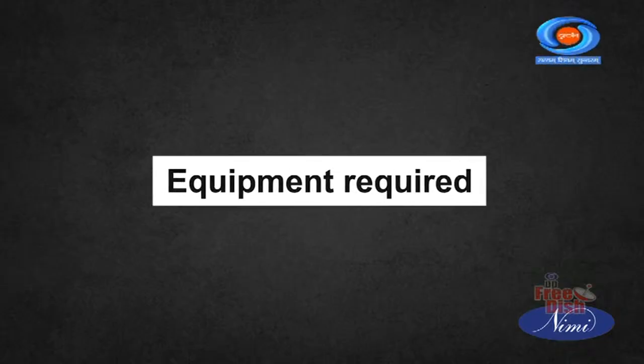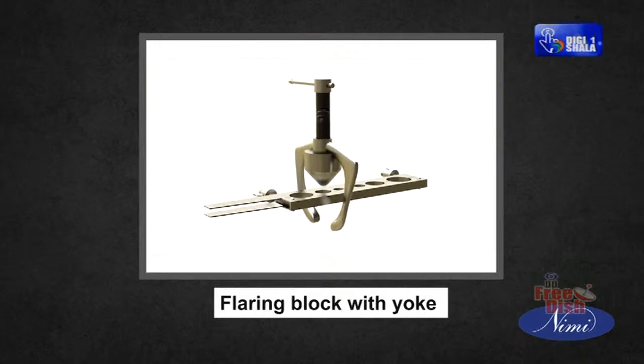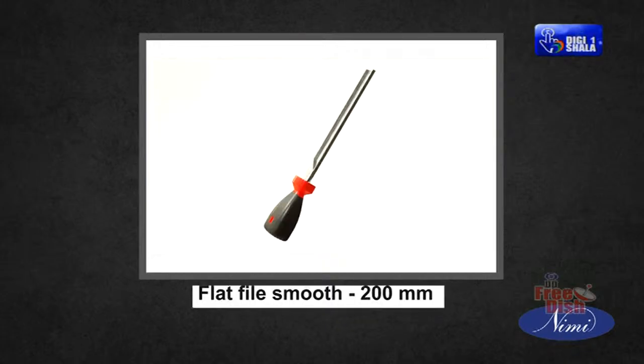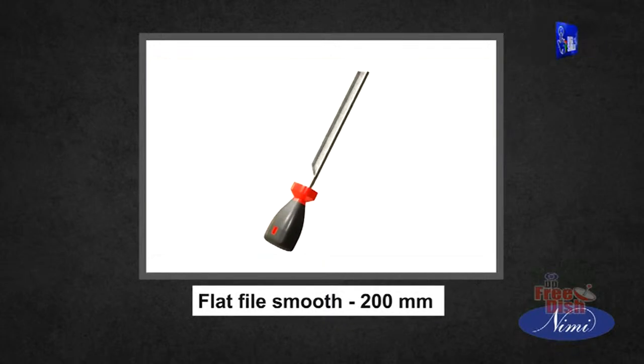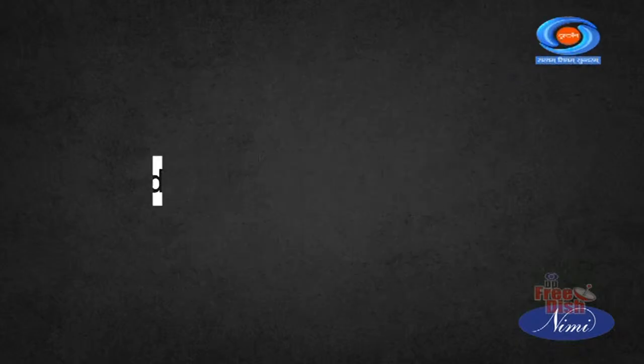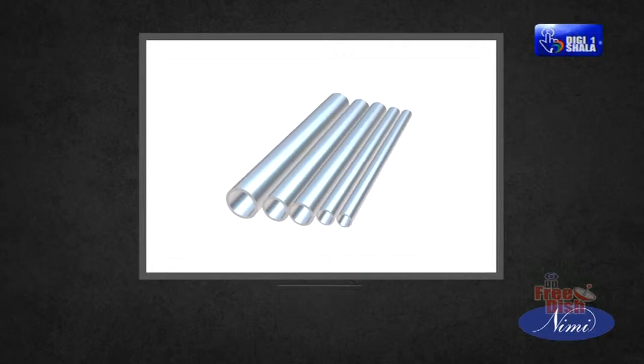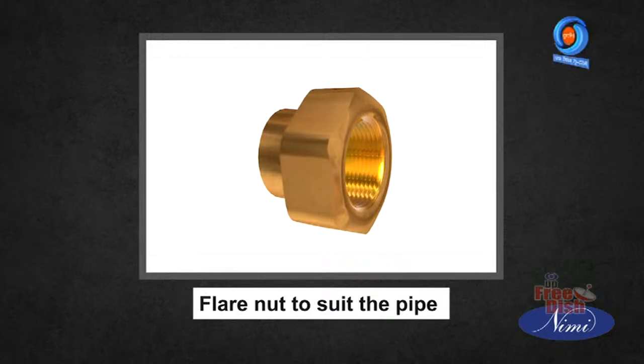Equipment required. Flaring block with yoke. Flat file smooth 200 mm. Materials required. GI pipe. Flare nut to suit the pipe.